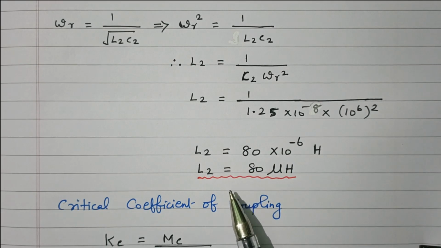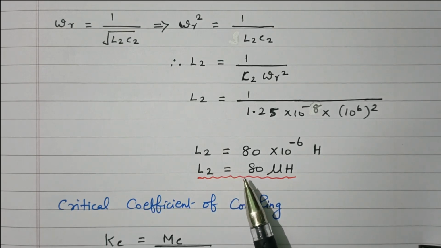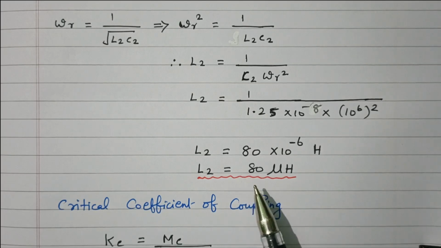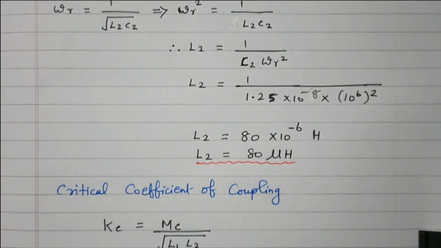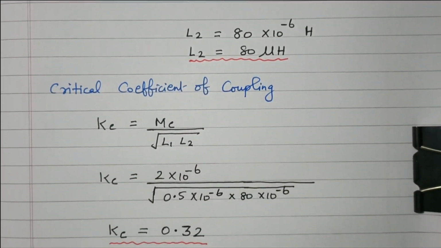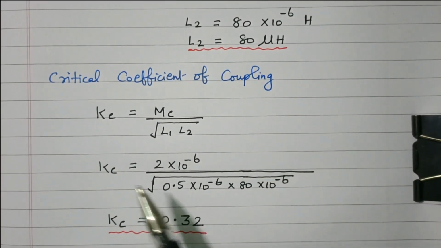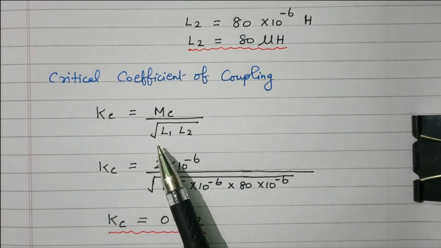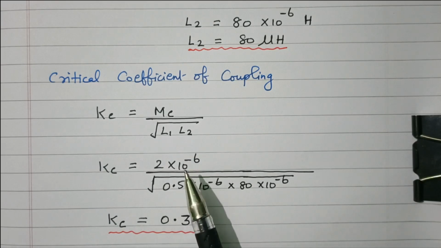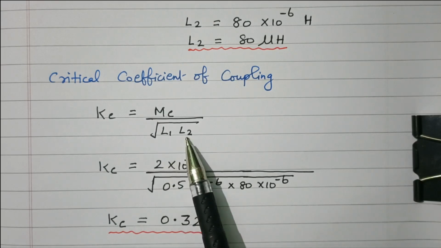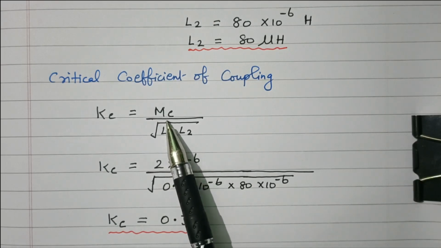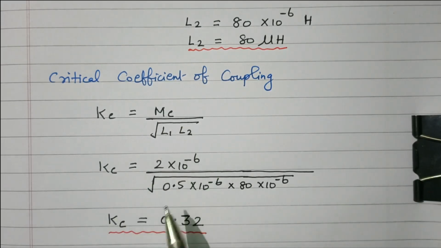L1 calculated, L2 calculated, C2 also calculated, and supply voltage also calculated. The remaining one thing is the critical coefficient of coupling, Kc value. We need to find the Kc value, one more parameter. Kc equals MC divided by square root of L1 L2. So L1, L2 values are calculated. MC also we calculated. All the values are known.